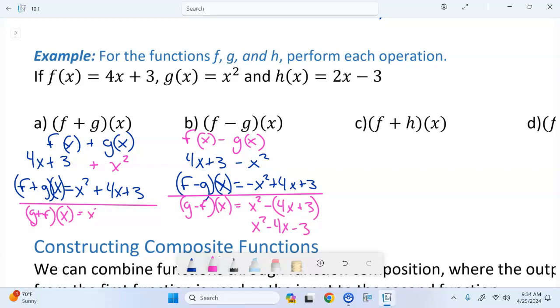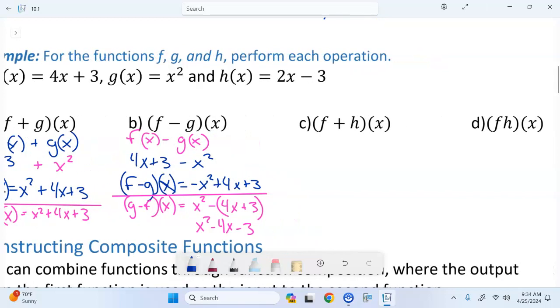No. It's the same. Because addition is commutative. The order of addition doesn't matter. But subtraction is not commutative. The order of subtraction does matter. So we have to be careful. Those properties of algebra still apply. The order that I add doesn't matter, but the order that we subtract does. So f minus g of x is not going to equal g minus f of x. But f plus g of x will always equal g plus f of x. Okay? All right, so now we have c.